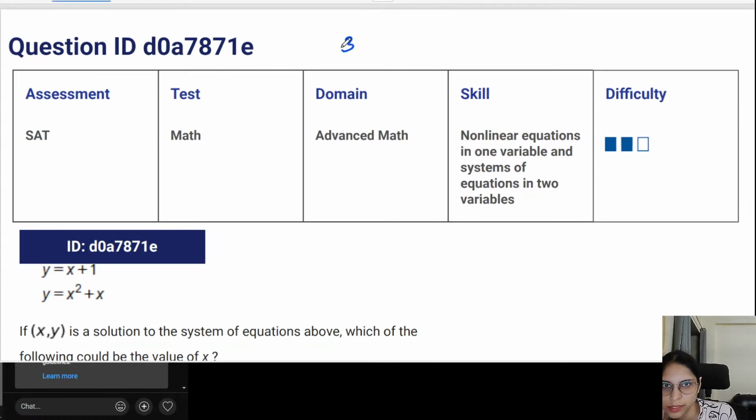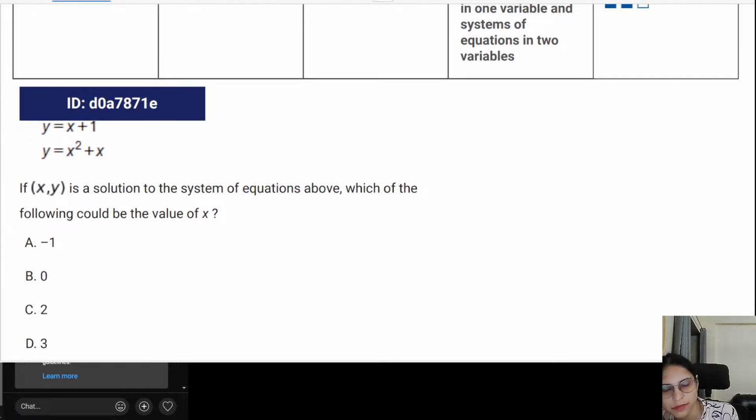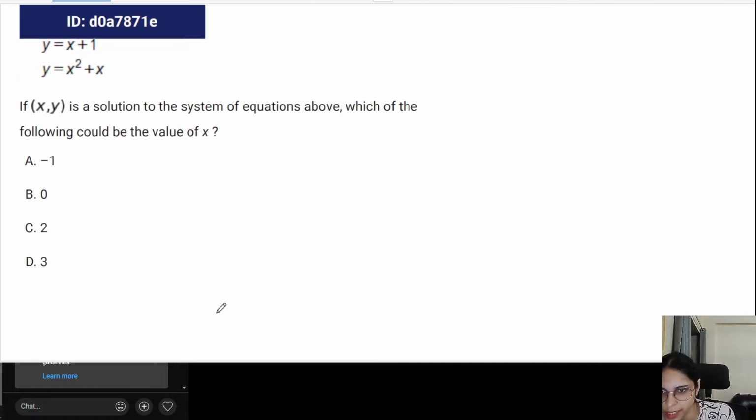Here now question number 3. That's also a medium question. Y is equal to x plus 1, y is equal to x squared plus x. What could be the value of x? So if I want to solve it, x plus 1 equals x squared plus x. We subtract x, it gets cancelled, x squared is 1. So x should be plus or minus 1. Minus 1 is given, that's our answer.